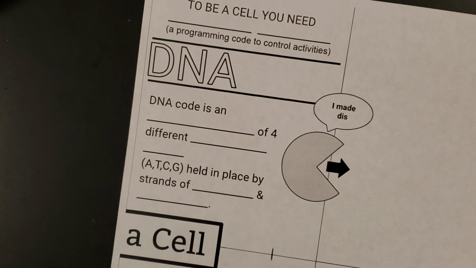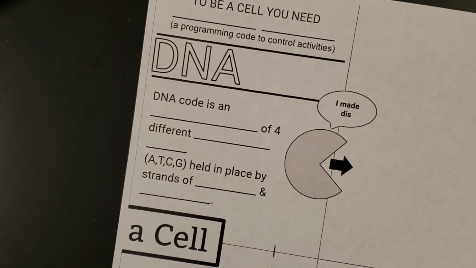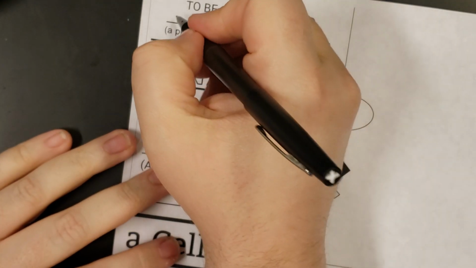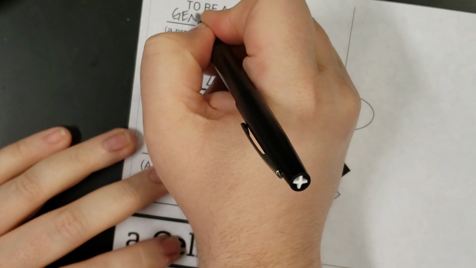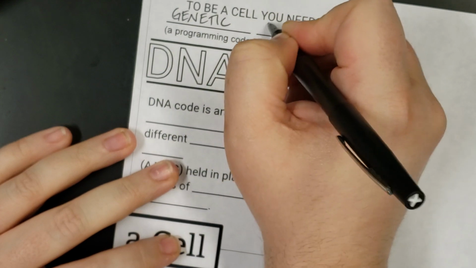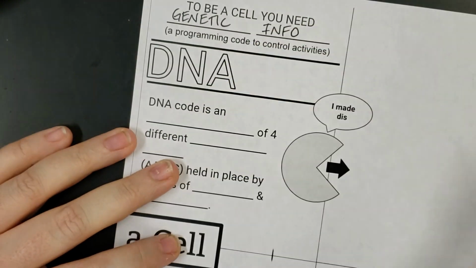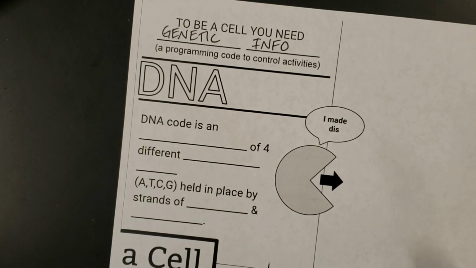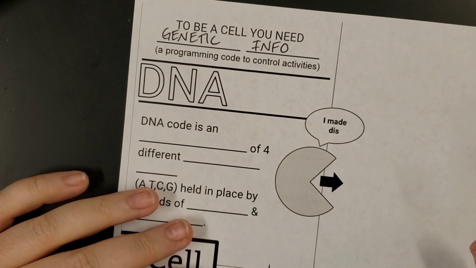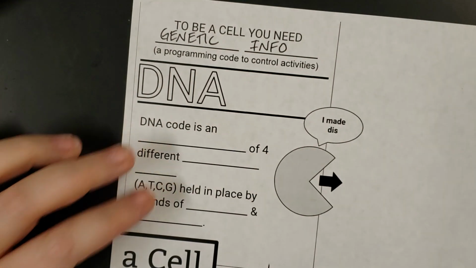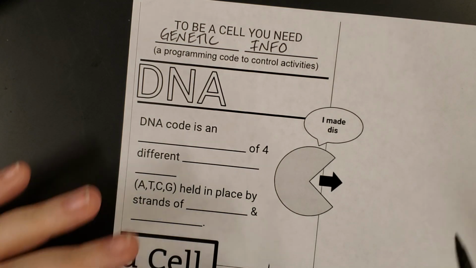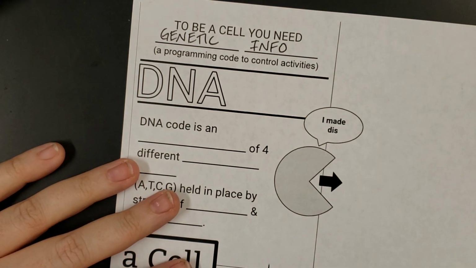So over here, to be a cell, you need genetic info. You do need more than that, but at the bare minimum, if you don't have any genetic info, you can't even be considered to be a cell at all. Okay. And genetic info is a programming code, like the operating system that your phone or your computer runs on, that controls the activities.